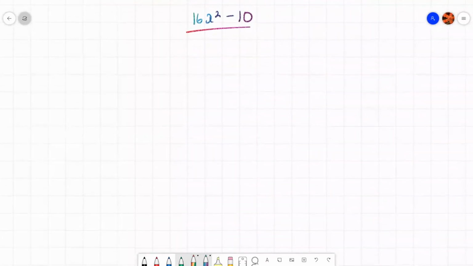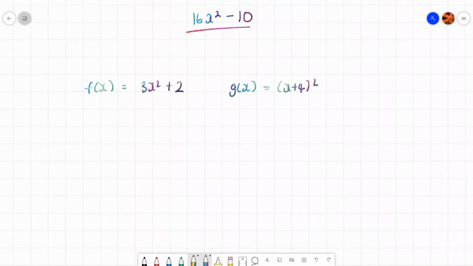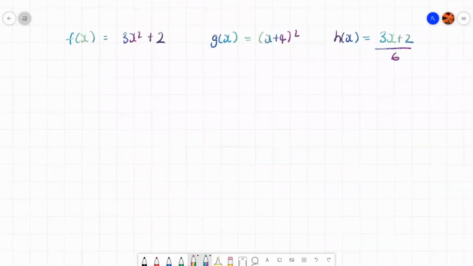So let's have a look at something else just before we finish. So you might end up with something like this as well. So I'm just going to say f of x equals 3x squared plus 2. I'm going to say that g of x equals x plus 4 all squared, and I'm going to say h of x equals 3x plus 2 all over 6. Okay, so first example I'm going to do, and let's do it in a different colour, fg of 6.